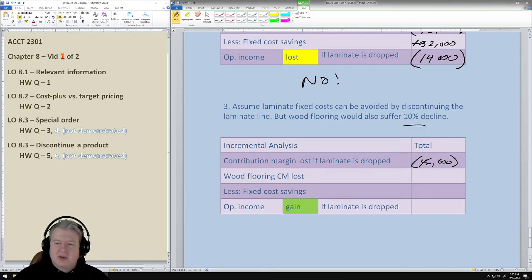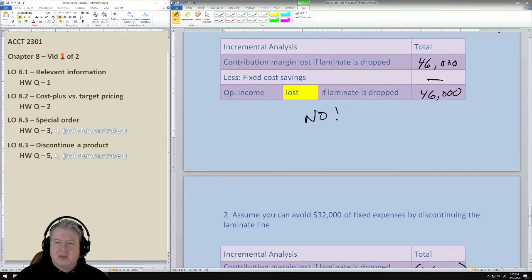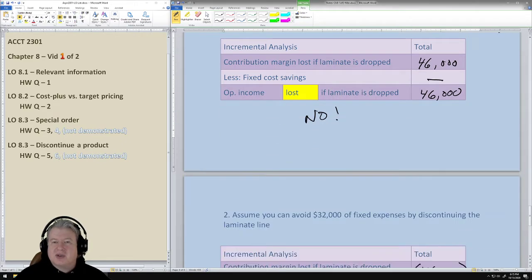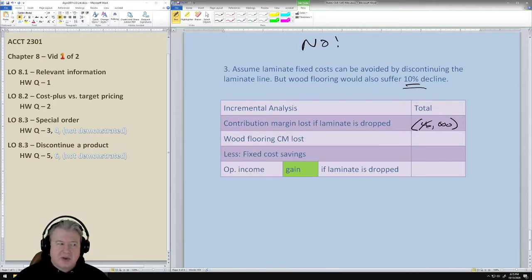Wood flooring contribution margin loss. Well, it says 10%, right? So what is the contribution margin right now? Contribution margin right now for wood is 150,000. So we'd lose 10% of that. So 10% of that would be 15,000, right? So we'd also lose that. So right now we're losing 46, plus 15, that's 61. These two are saying we're losing 61,000.